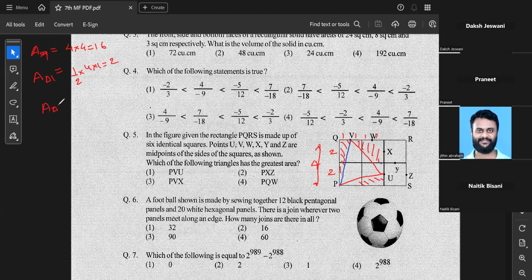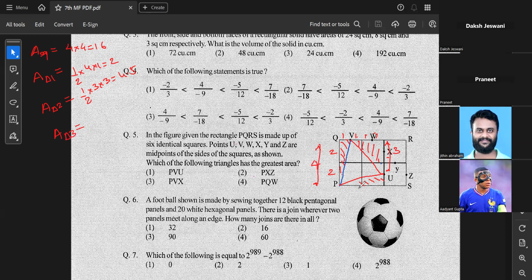Area of triangle 2, which will be this triangle, which is nothing but this is 1, 1, 1, 3. Again, this will also be 3 only. So half into 3 into 3, which is 4.5. Then area of triangle 3, this is 4 and this is 1. So that will be half into 4 into 1, which is 2.